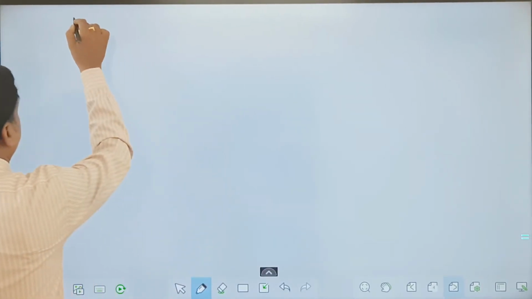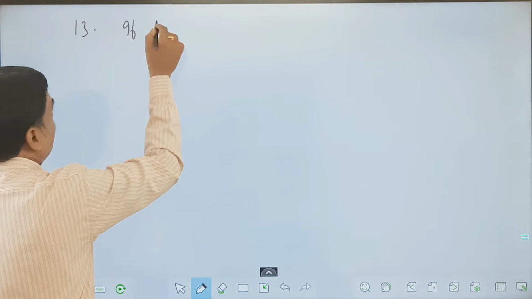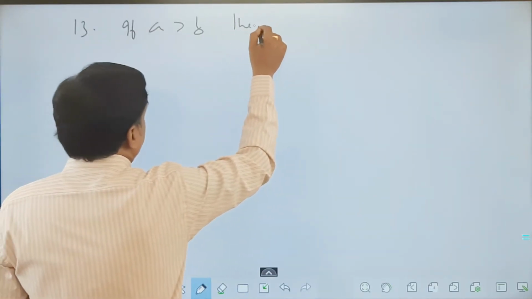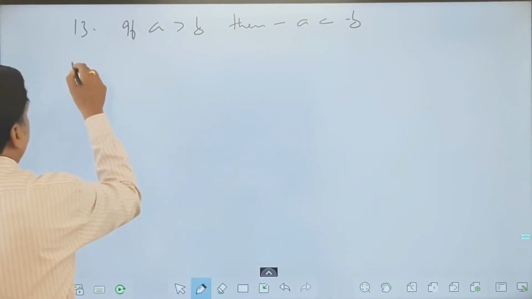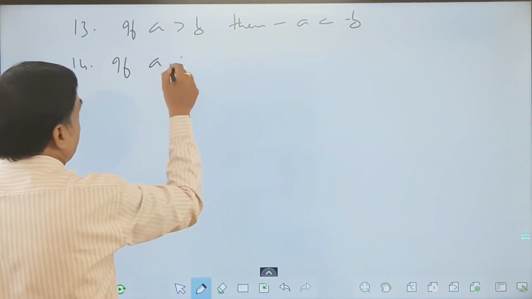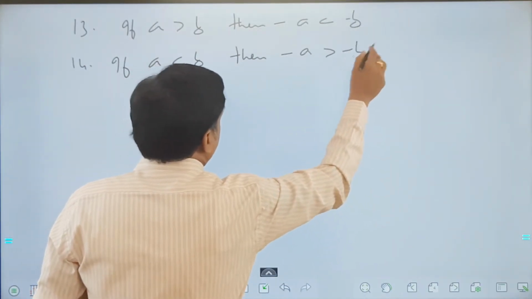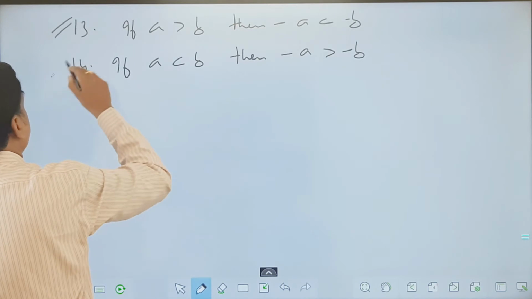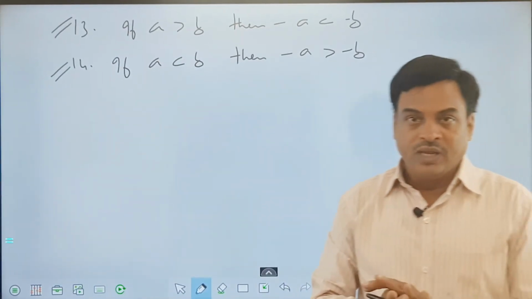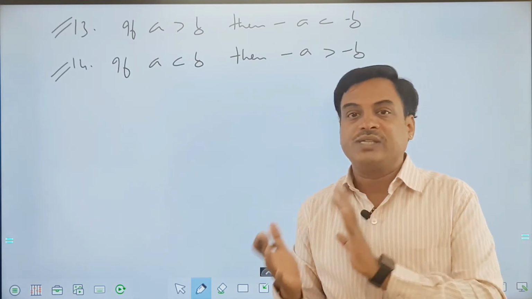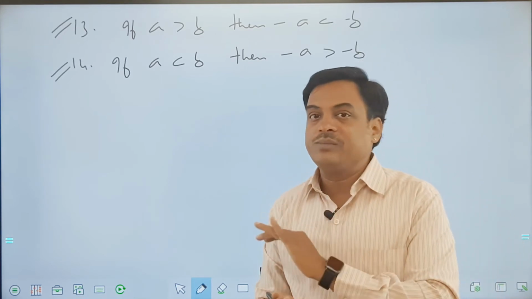Now the 13th point, which comes out based on the 11th and 12th points here: if you have A greater than B, then minus A will be less than minus B. And the 14th point, if you have A less than B, then minus A will be greater than minus B. This also is an important point. If I change the signs on either side, positive value taken negative, negative taken positive, the inequality will definitely change. Greater than becomes less than, less than becomes greater than.